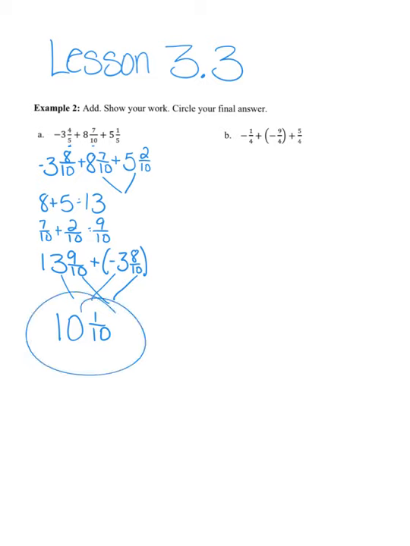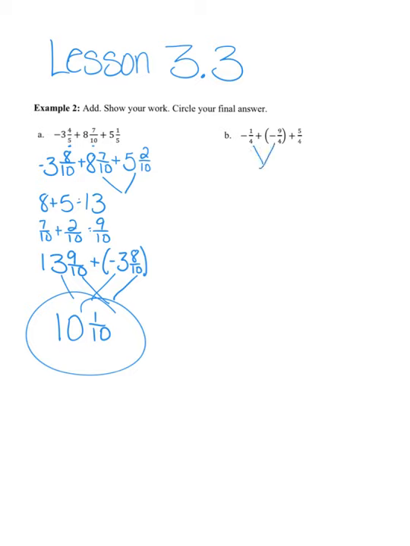Now in part B, I've got -1/4 plus -9/4 plus 5/4. I've already got the common denominators here, so now I'm going to look to see what's going to be the best method or best order to add these fractions, because I've got two negatives and then I'm adding a positive. So in this case, I am just going to add left to right, adding both of my negatives together.